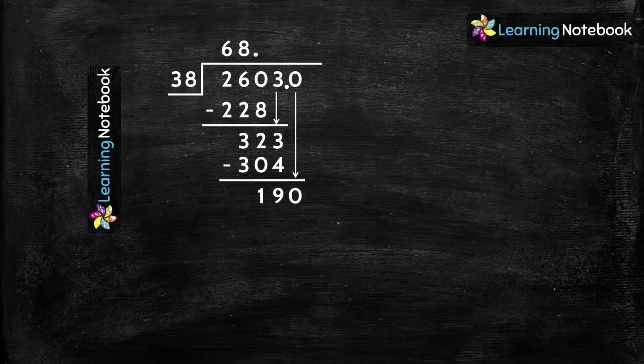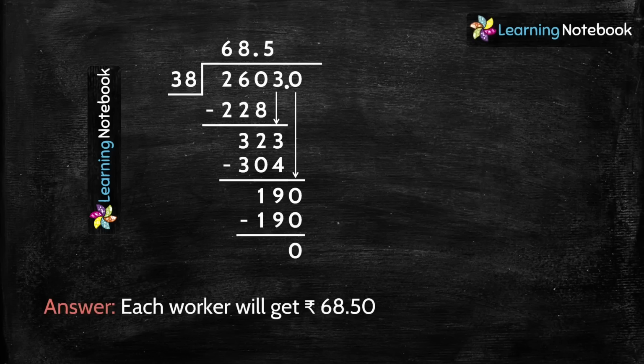38 into 5 equals 190. And 190 minus 190 equals 0. So our answer is 68.5. Let's write the answer statement. Each worker will get rupees 68.50.